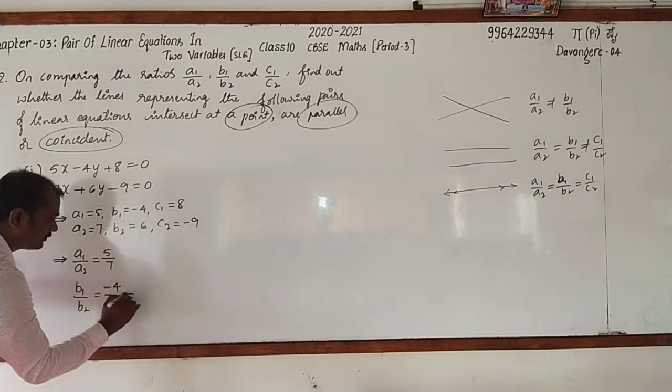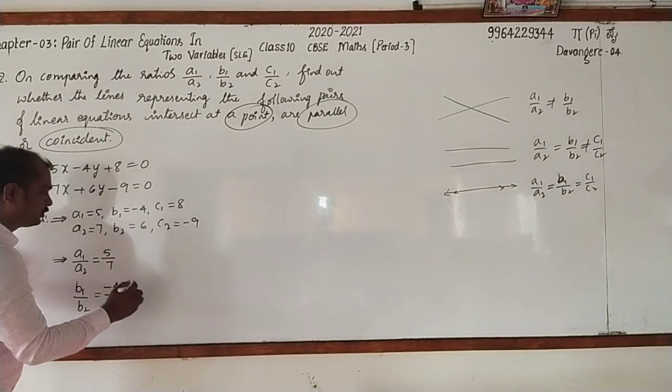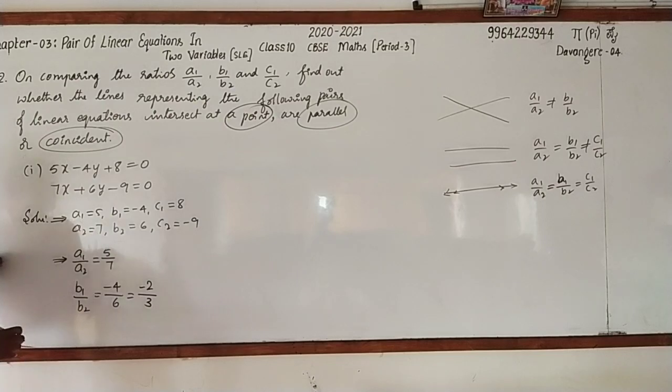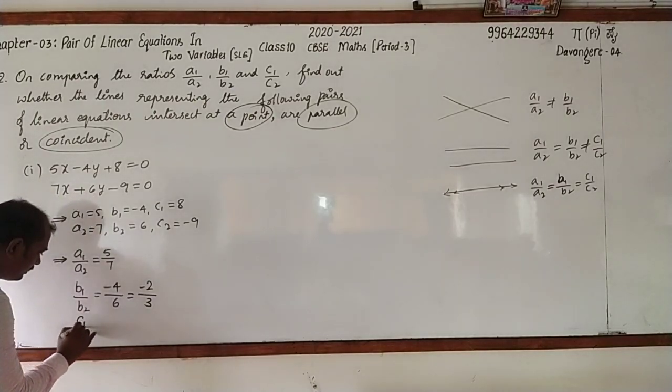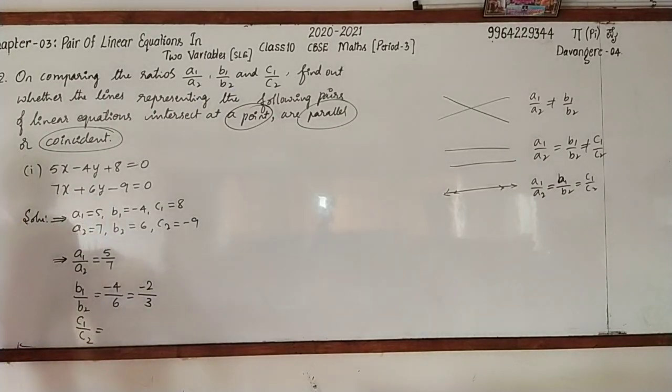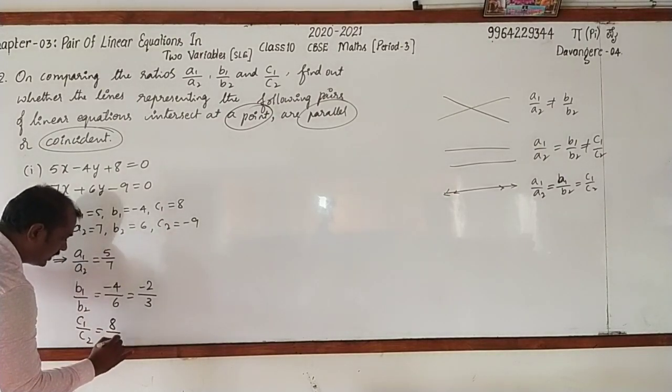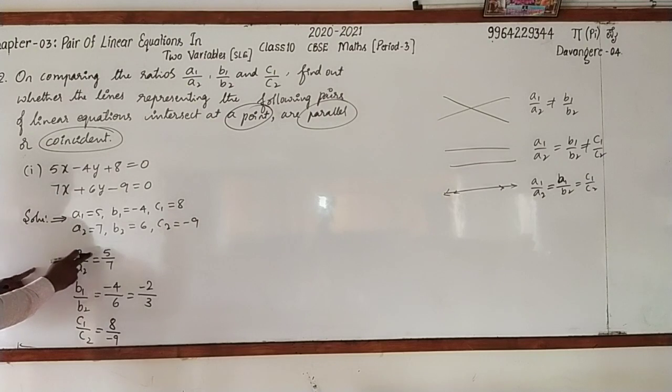Minus 4 by 6. Both are multiples of 2. You can cancel them by 2. 2 2s are 4, 2 3s are 6. Then C1 by C2 is equal to 8 by minus 9. You compare all the three ratios.